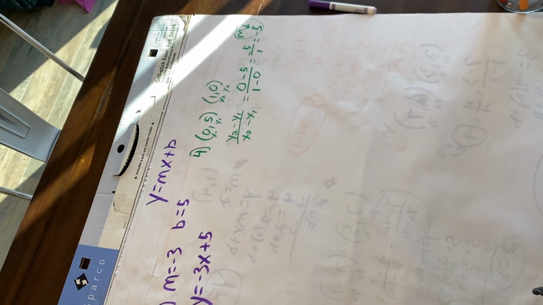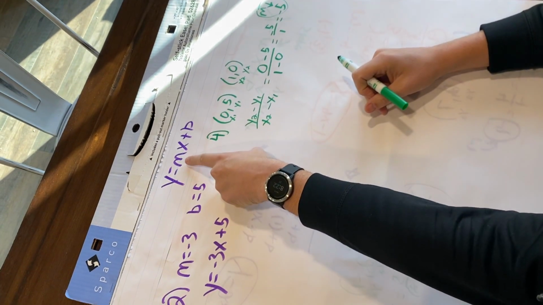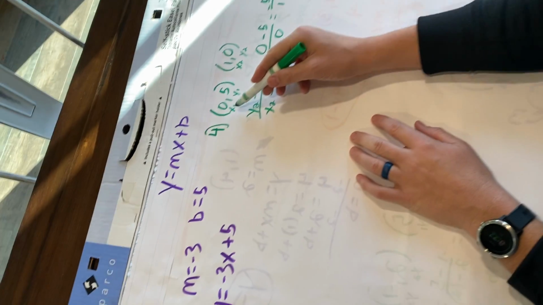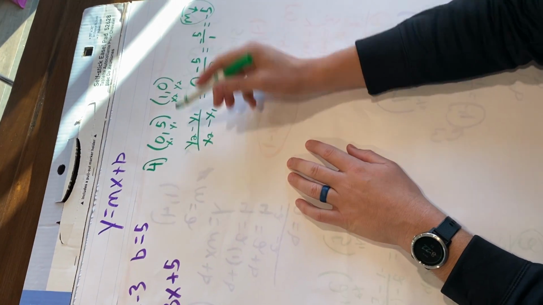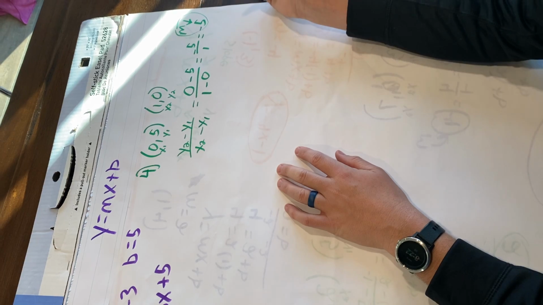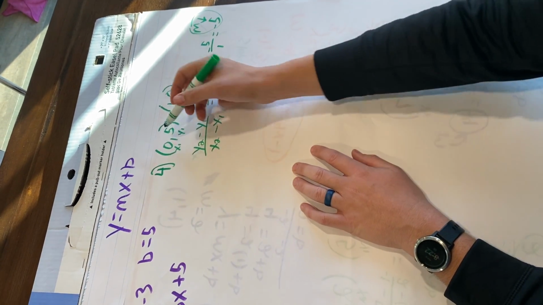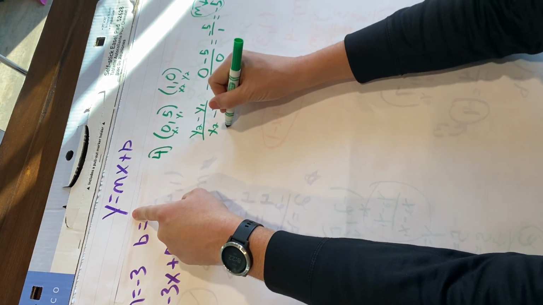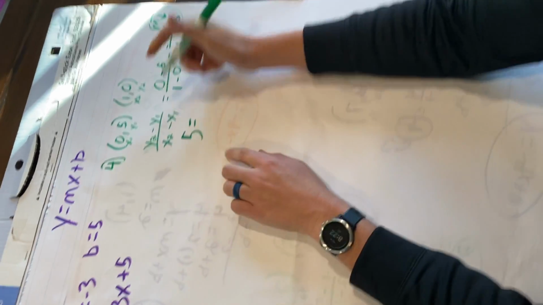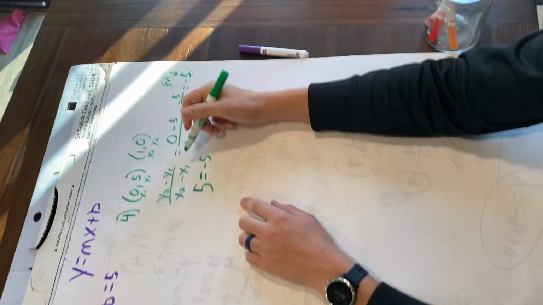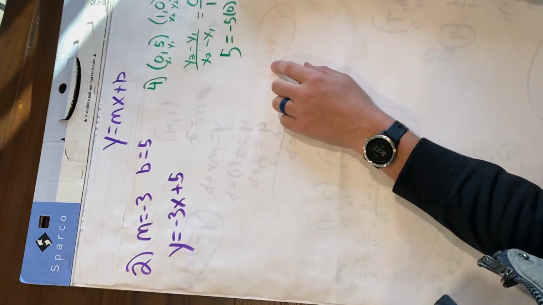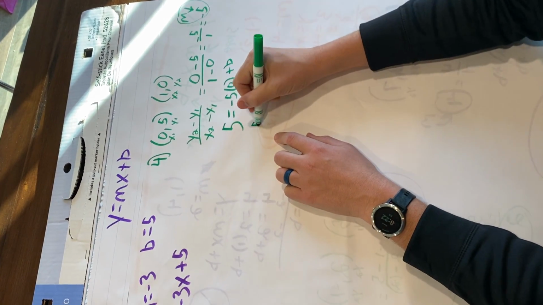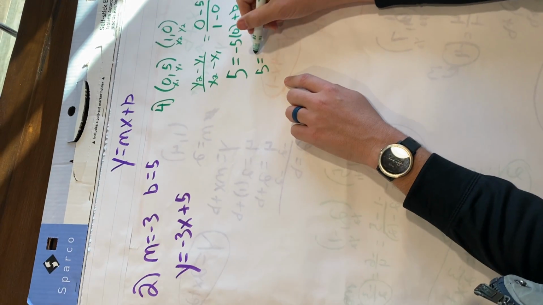Once we know our slope, to find the y-intercept, we put it in this formula up here. We can just use this first point here. Instead of y, we're just plugging this point in. So instead of y, we're going to put 5 equals m is -5, x is 0, plus b. -5 times 0 is 0, so we get 5 equals b.